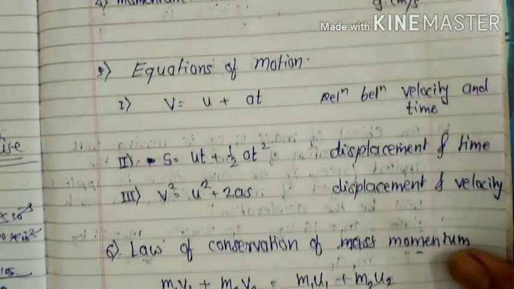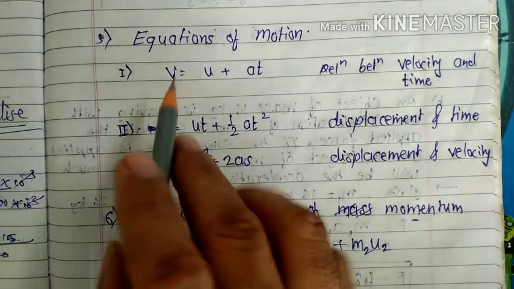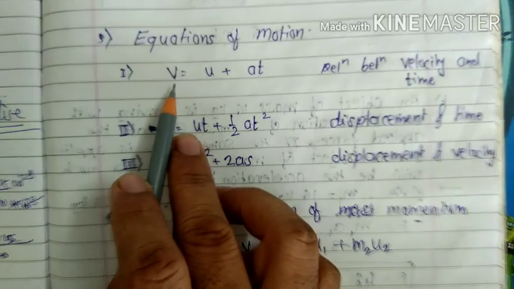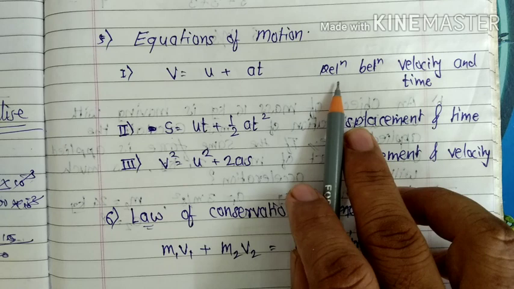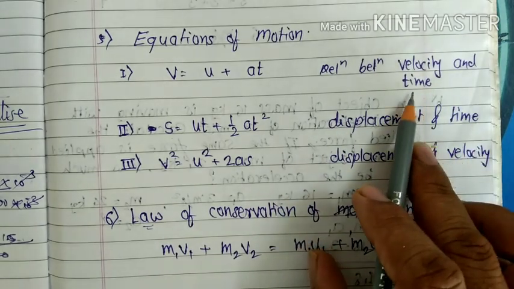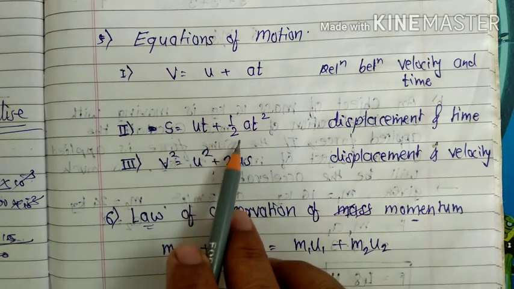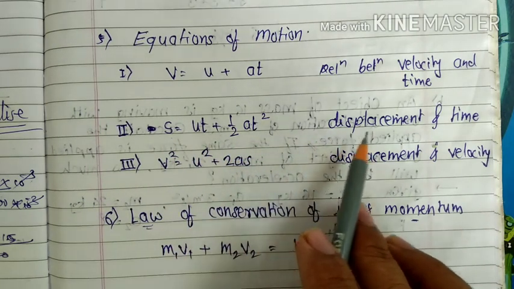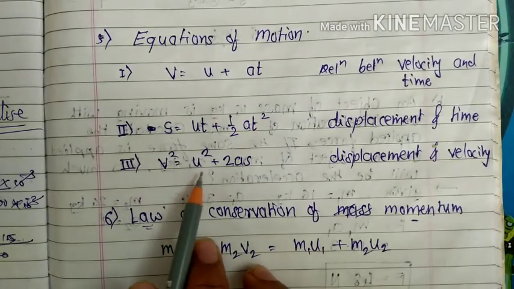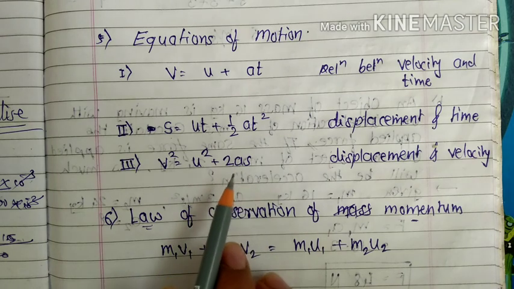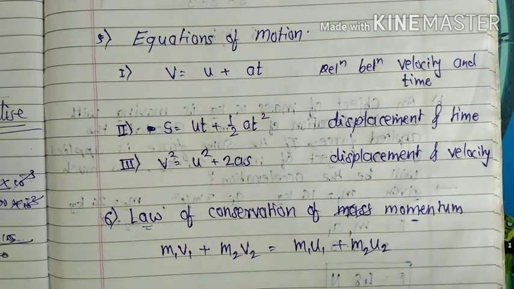We have seen some equations of motion, Newton's equations of motion. First equation, v is equal to u plus at. It gives the relation between velocity and time. Second equation, s is equal to ut plus half at square. It gives the relation between displacement and time. The third equation is v square is equal to u square plus 2as. It gives the relation between displacement and velocity.